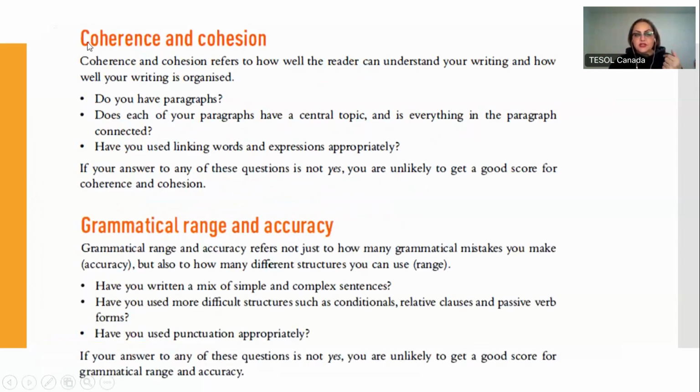What is the second? It is coherence and cohesion. The second criterion is coherence and cohesion, which we call CC. It refers to how well the reader can understand your writing and how well your writing is organized. Do you have paragraphs? If it's only one paragraph from top to bottom, you get no more than band score 5. So do you have paragraphs? Does each of your paragraphs have a central topic? And is everything in the paragraph connected?